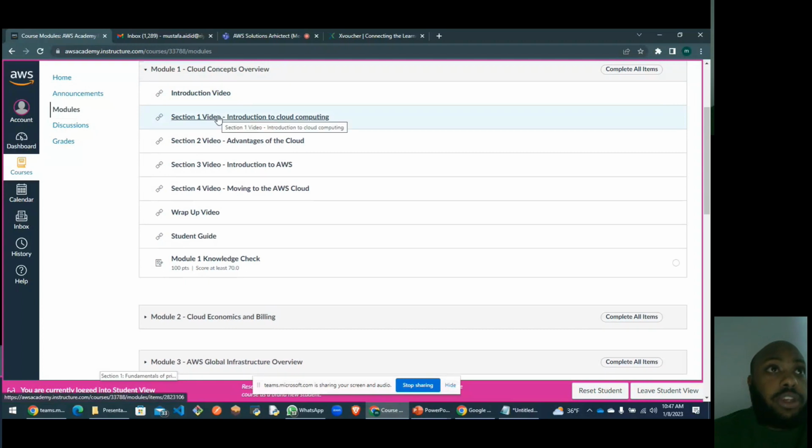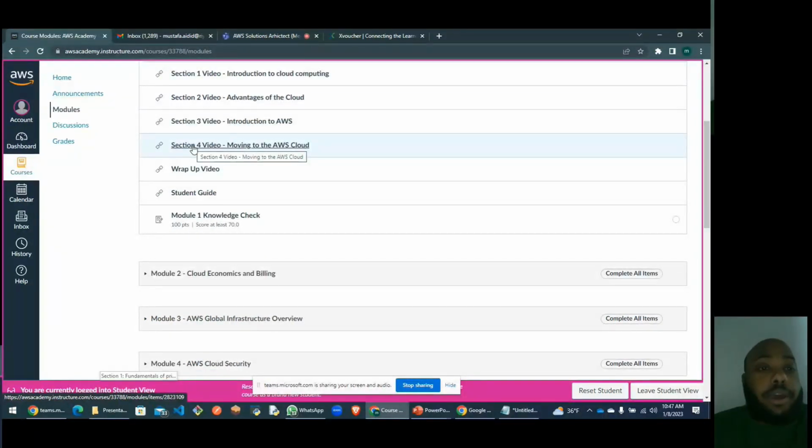Each section might have video. Some sections might not have video, and it will be kind of a slideshow. You're going to go through it one by one. And at the end, you have what's known as the student guide and the knowledge check.